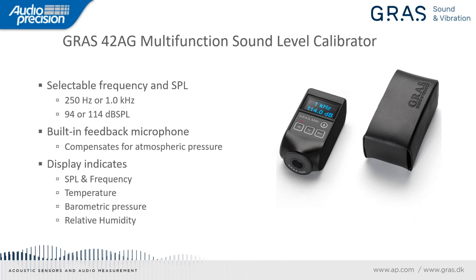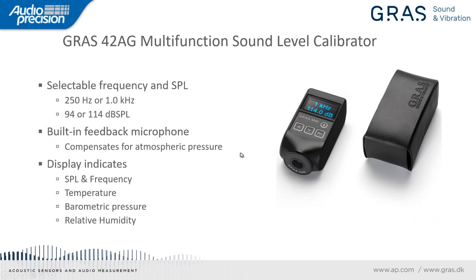Now, this 42AG from Grass is a very nice calibrator. It's one of the nicest I've ever used. It has 2 frequencies. Importantly, it works at 250 Hertz, which is necessary for ear simulators. And it also can generate a sine signal at 1 kilohertz. So that's a nice feature, as is the dual sound levels. It can generate 94 dBSPL, which is 1 pascal, or 114 dBSPL, which is 10 pascals.